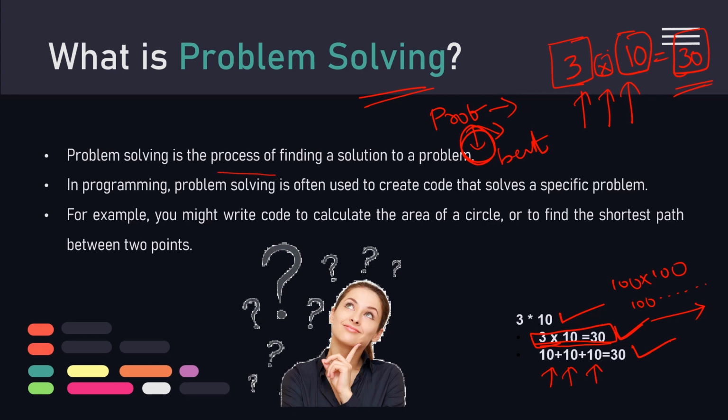Problem solving is a process of finding a solution to the problem, means how to do the problem. We will find that solution in this phase. In programming, the problem solving process is often used to create code that solves a specific problem. Means we will find an approach, and based on that we will write code. For example, you may write code to calculate the area of a circle or find the shortest path between 2 points. Whatever the problem is, we will solve it. For simplicity, I took a multiplication problem. It has 2 approaches and we select whichever is easier for us and easier for the computer to implement. Okay, this is nothing but problem solving. In summary, problem solving is nothing but finding a solution to a problem. Okay.